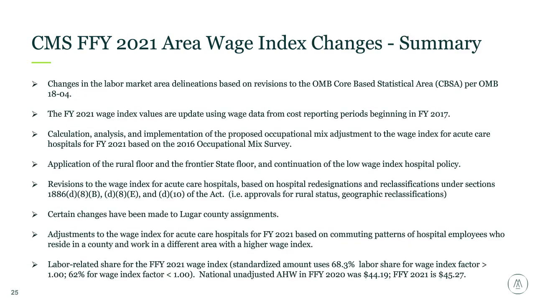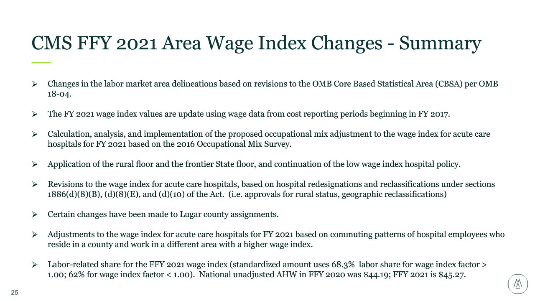There were a number of other changes to wage index factor development as noted on the slide. I'm only going to call out a few of these significant changes. First, there's a change in the labor market delineation from OMB 1804, which we'll cover on the next slide. Also of note is the federal fiscal year 2021 wage index factors are developed from the 2016 occupational mix survey. I know a lot of us are going through and doing the 2019 occupational mix survey. That data will be used in next year's wage index factor development.